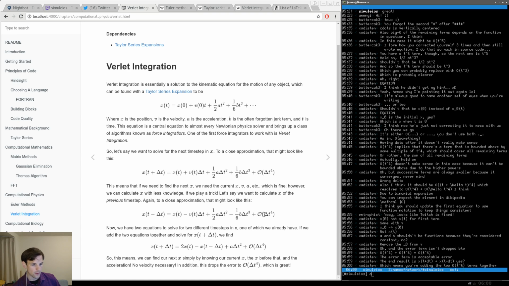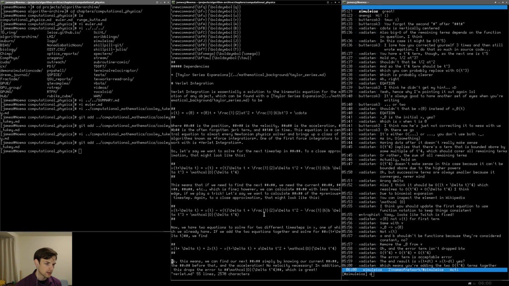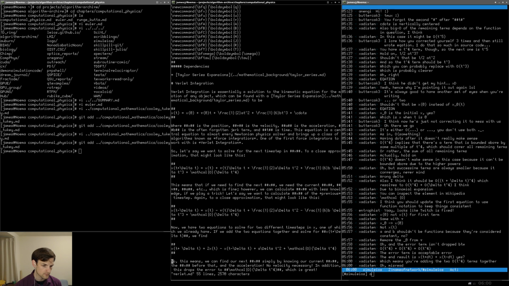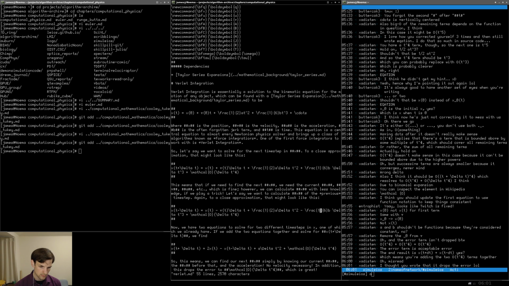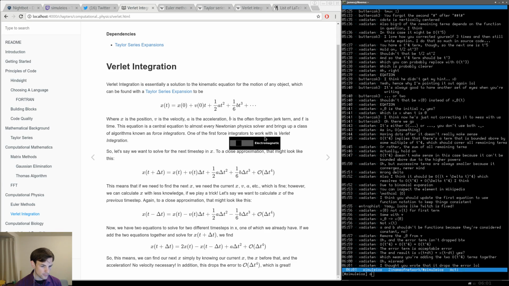Oh, I'm sorry, I did this really incorrectly. Let me go up here and fix this. So we say this should be, yeah, one second. These should be delta t cubed. I'm sorry about that. So it removes the b term. The b term is now gone, right? And so now the error is just t to the fourth.